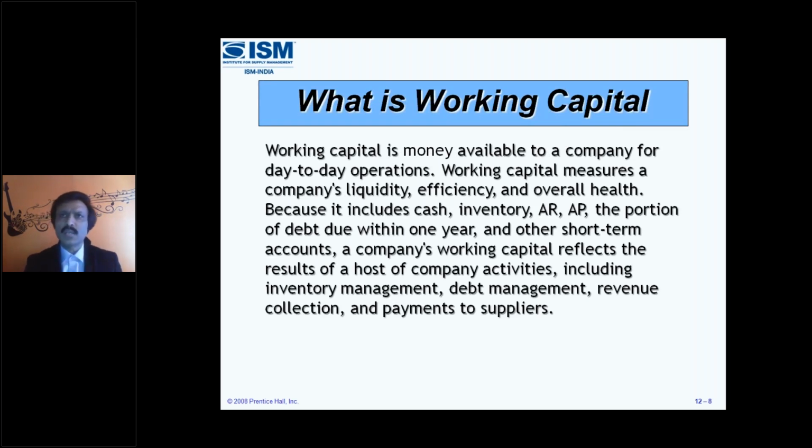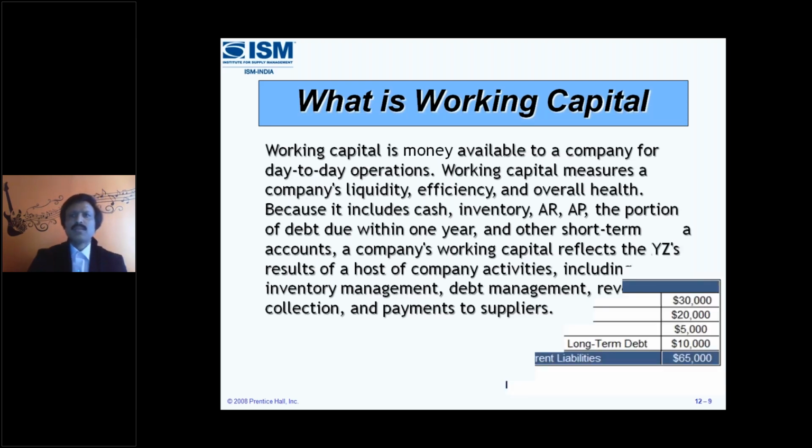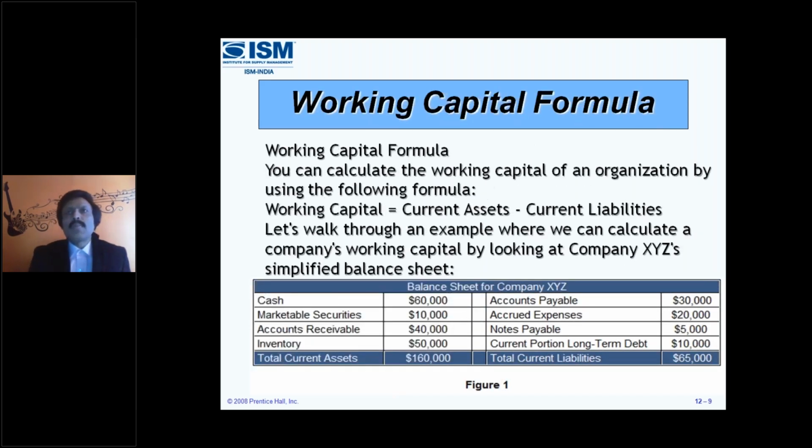It's actually money required to run the business, to manage your day-to-day operations. As you can see, it includes cash, your inventory, your accounts receivable, your accounts payable, a host of activities. And we as supply chain professionals can contribute in major aspects over there. That is inventory, and accounts payable, that is your payments to the suppliers. How? Let us see.